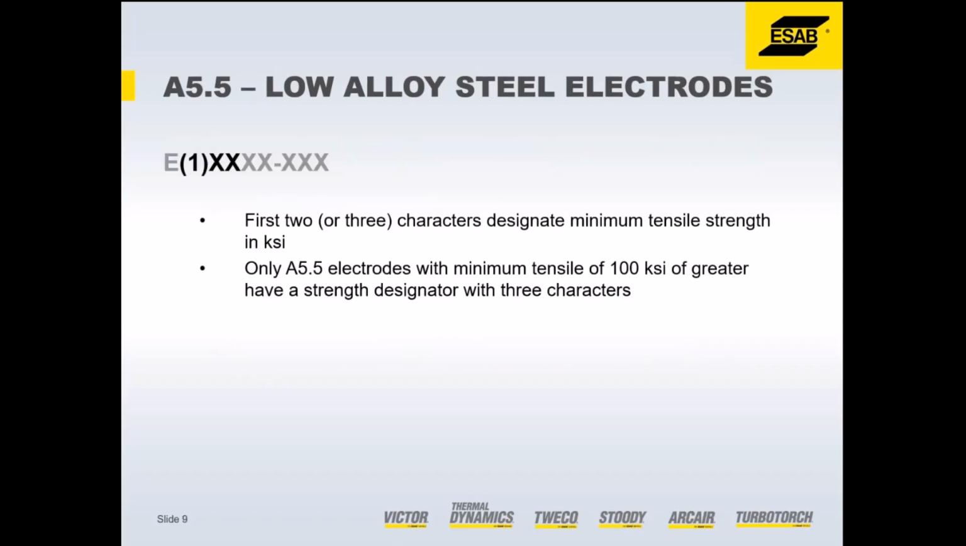So just as with the carbon steel, the first digits, typically it's 2, but as we get into higher strength steels, it could be 3, are the minimum tensile strength that the material is capable of withstanding, and that's measured in KSI. So a 70 KSI rod would be 70, 100 KSI would be, that's where we get into 3 digits, would be 100, and 110 would be 110.